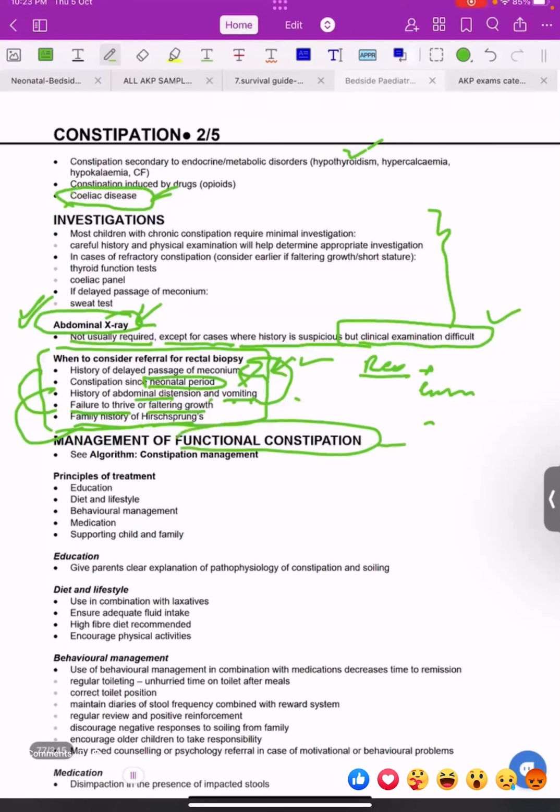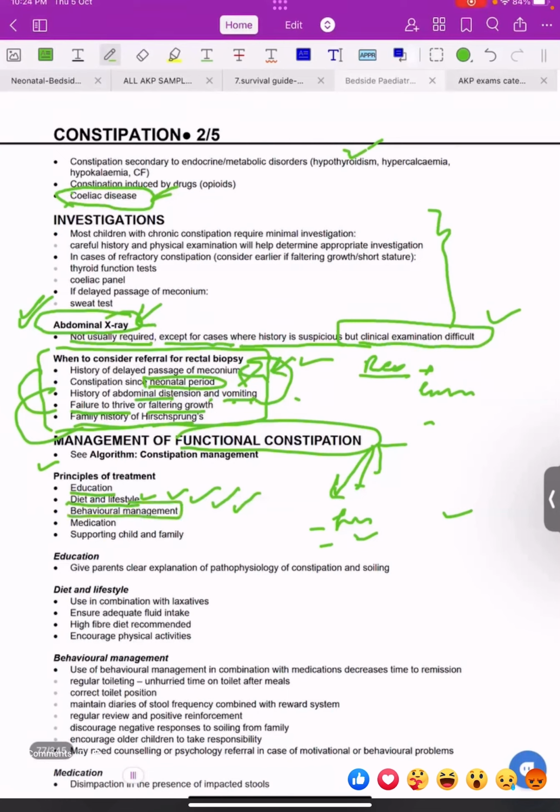Whenever we talk about the management of constipation in the exam, they will give you scenarios like fecal soiling, encopresis, organic causes, and other causes. So we have to manage the patients according to the clinical presentation. They ask what are the principles of the treatment? Definitely education, diet and lifestyle. Increased water intake, increased fiber intake, increased exercise and mobility, and decreased screen time.